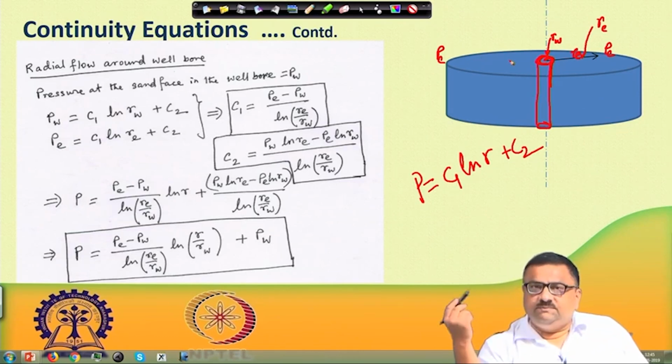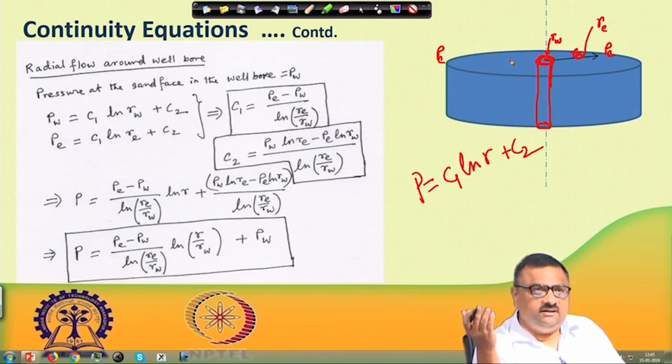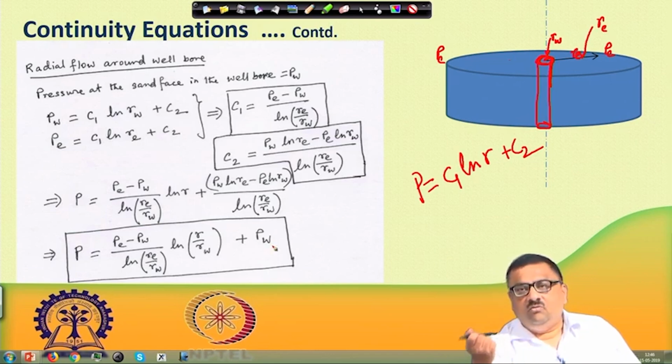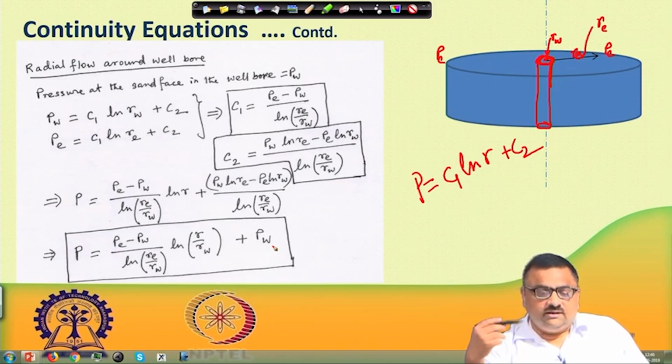Now, using this pressure, what is V r? We do not have any V theta in this case. We have only V r, and V r is equal to minus k by mu del p del r. So we can take the derivative of this with respect to r and find the radial velocity. We can do this exercise further, but I am going to close this lecture now.